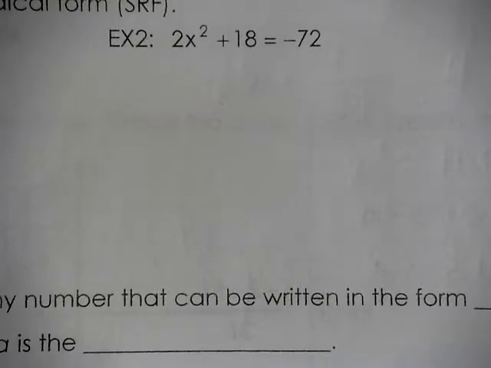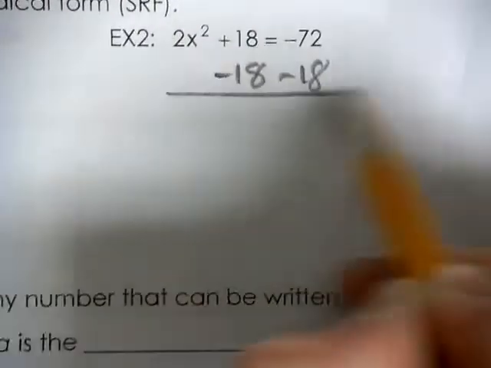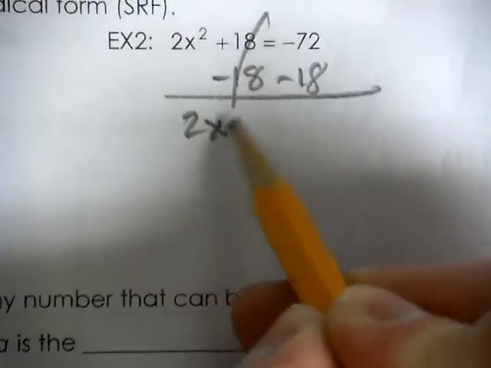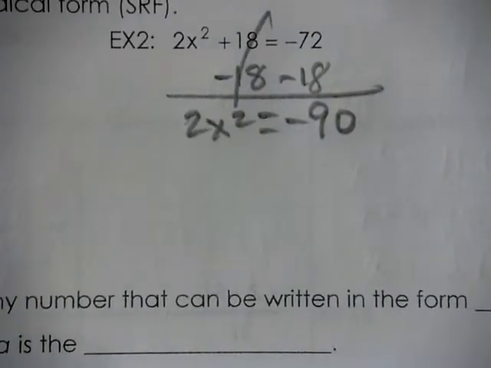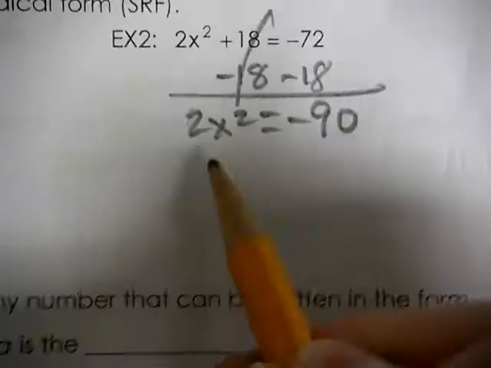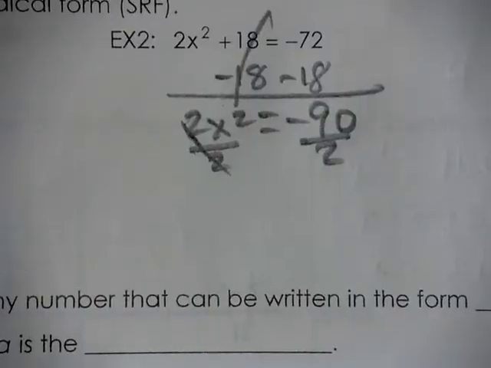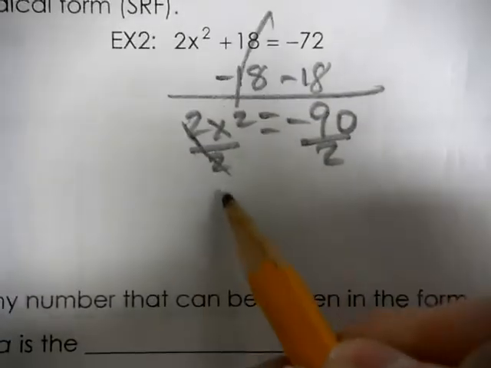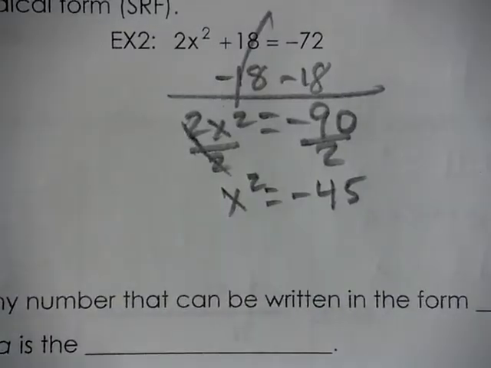Here's your second one. Think about what you need to do. Make a decision. We're going to subtract the 18 to the other side. That gives us negative 90. We're going to divide by 2. That gives us x squared equals negative 45.